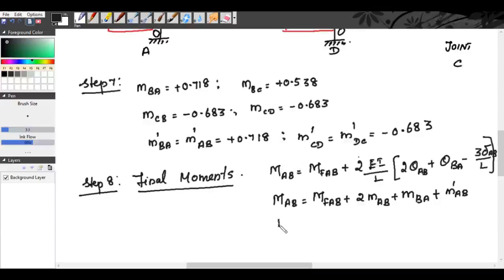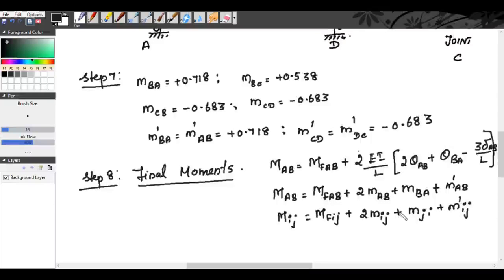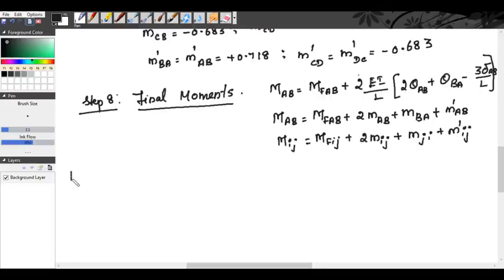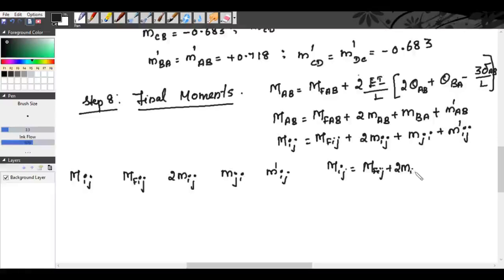So in general form we get MIJ is equal to MF of IJ plus 2MIJ plus MJI plus M dash of IJ. Now we will open up the tabular column. So we have MIJ is MF of IJ, 2MIJ, MJI, M dash of IJ. Here MIJ is equal to MF of IJ plus 2MIJ plus MJI plus M dash of IJ.